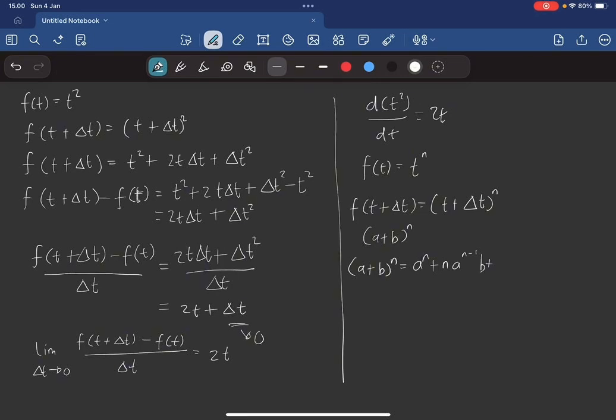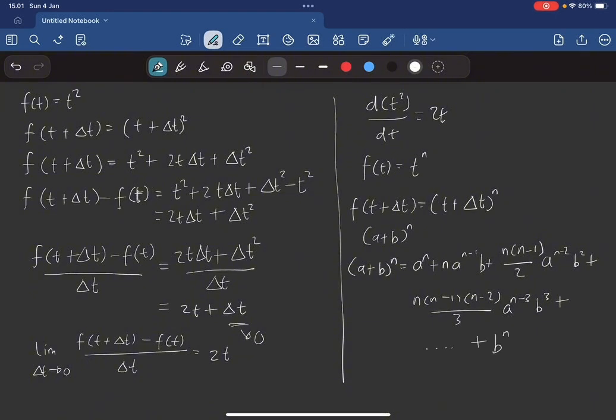plus n times n minus 1 over 2 times a to the n minus 2 b squared plus n times n minus 1 times n minus 2 over 3 factorial times a to the n minus 3 b cubed, and so on up to b to the power of n.